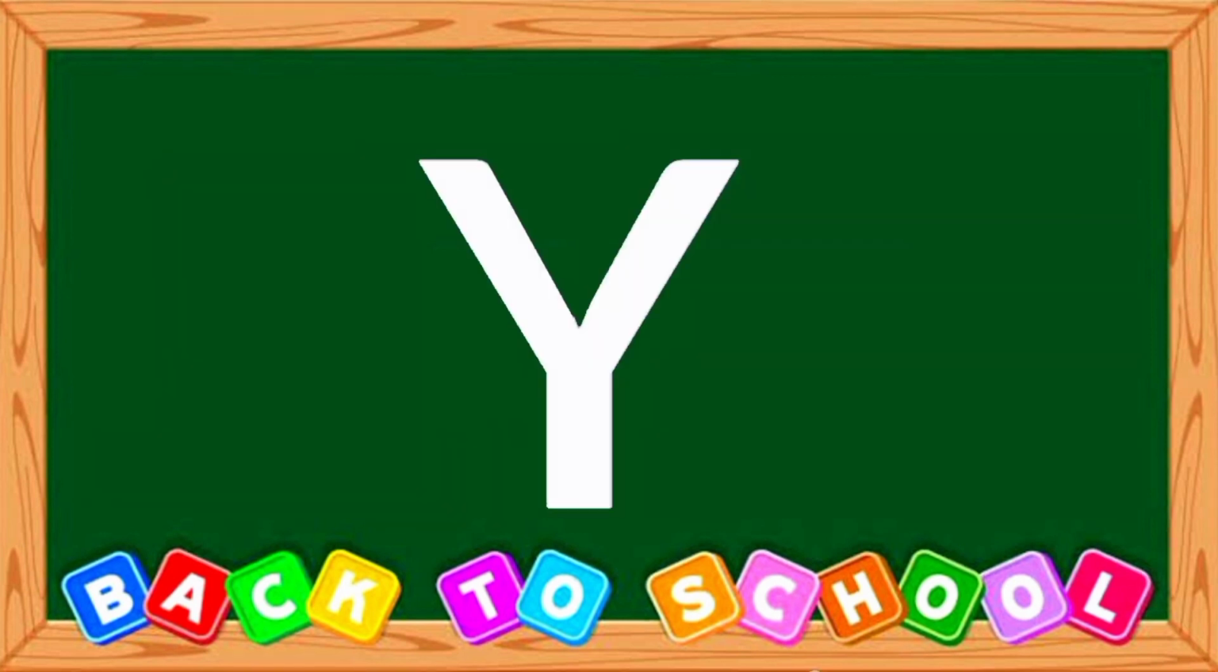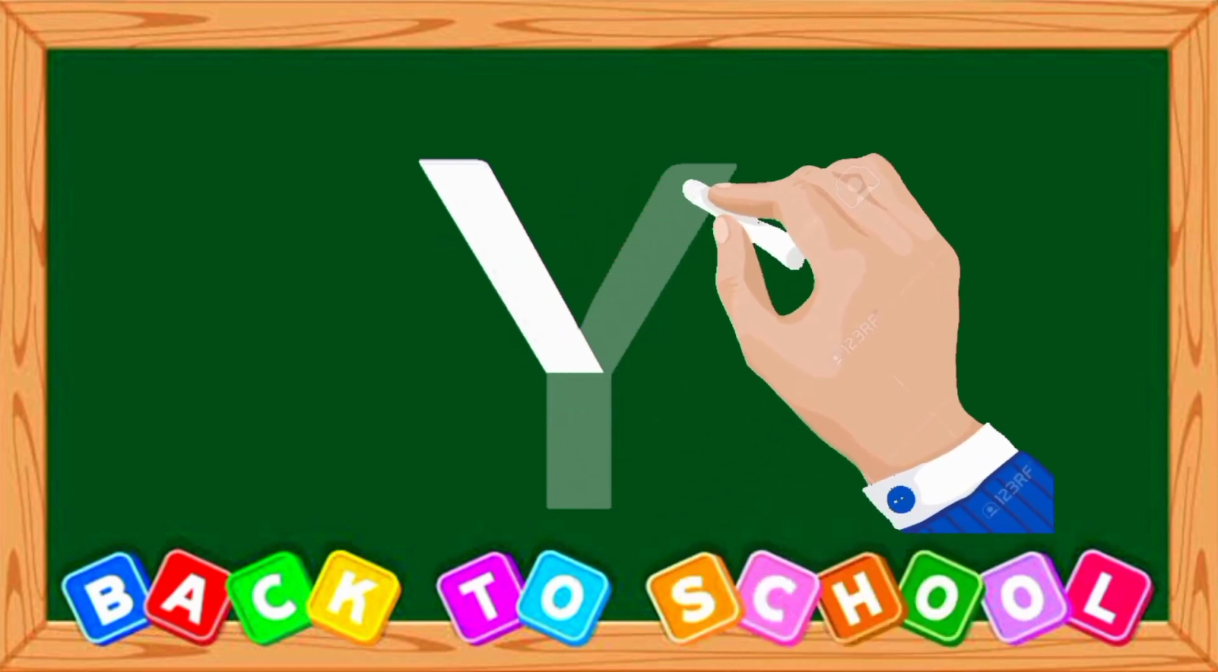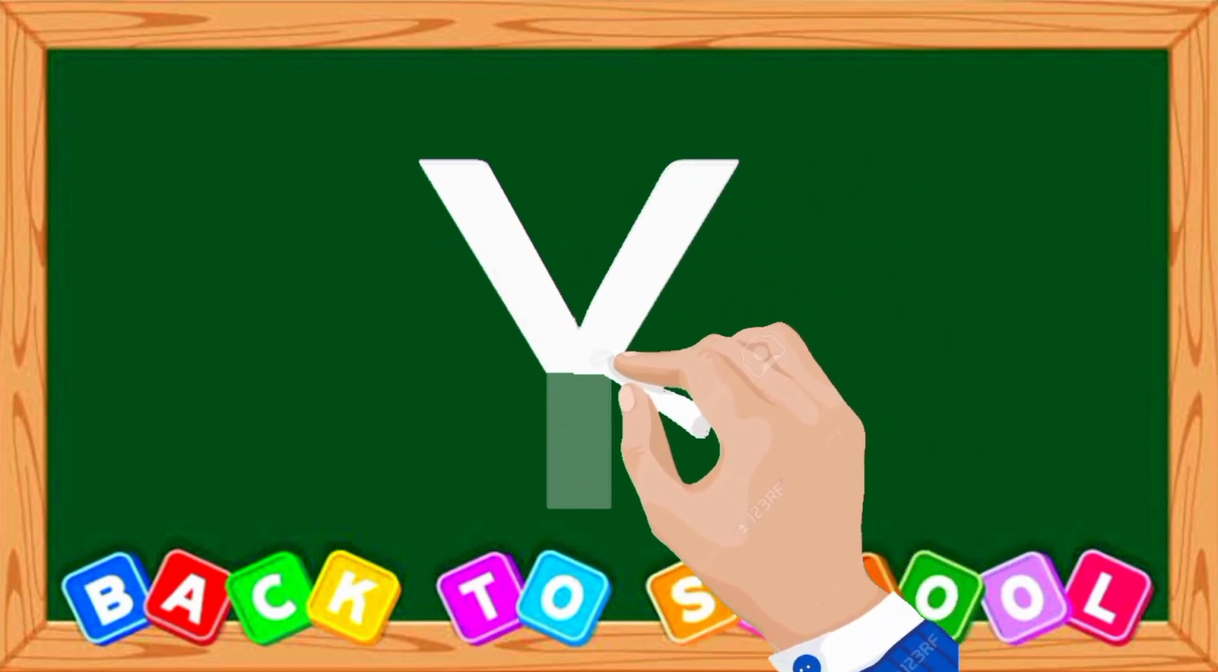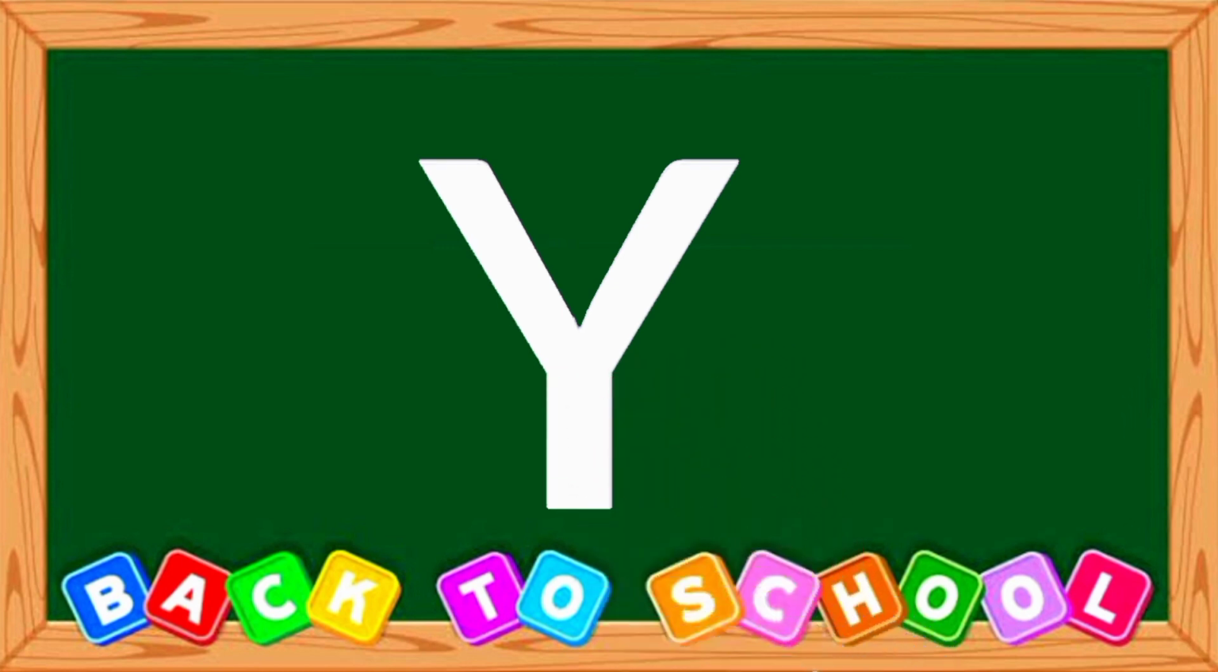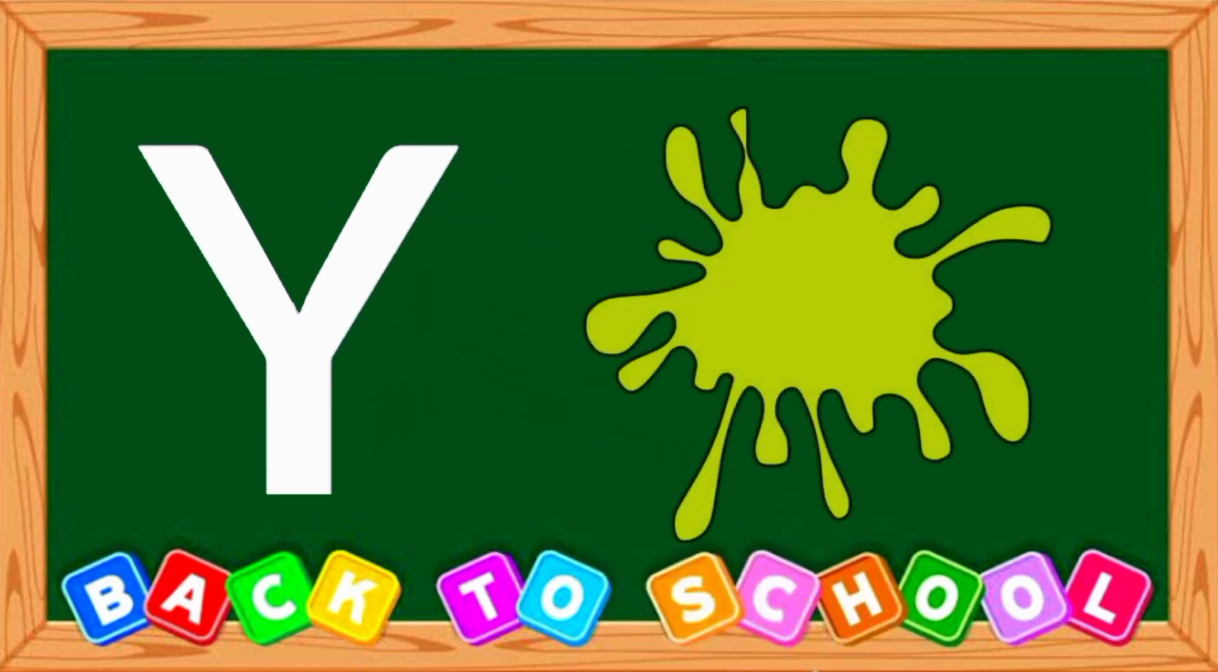Letter Y. Two slanting lines making a small V followed by a short standing line makes my letter Y. Y says yuh. Y as in yellow.